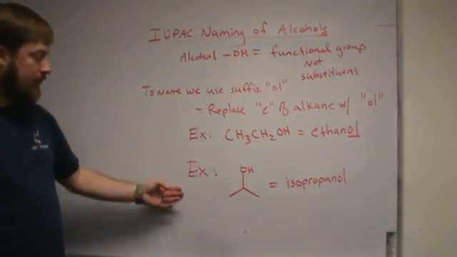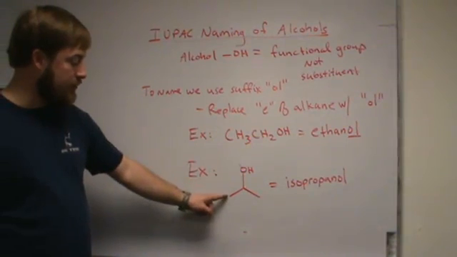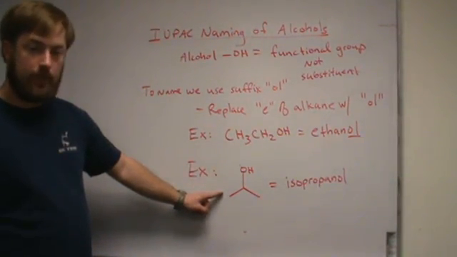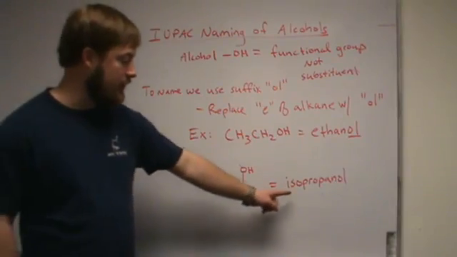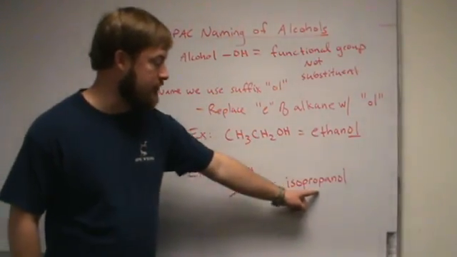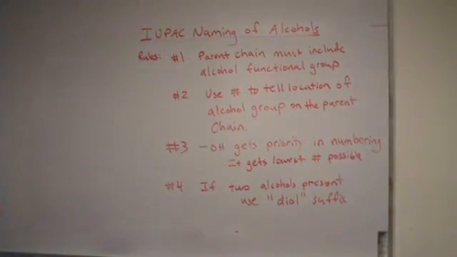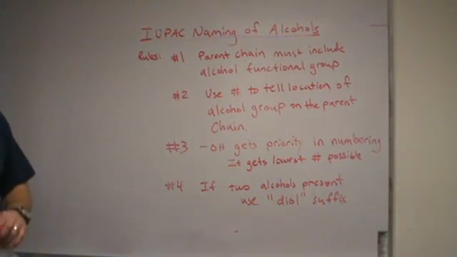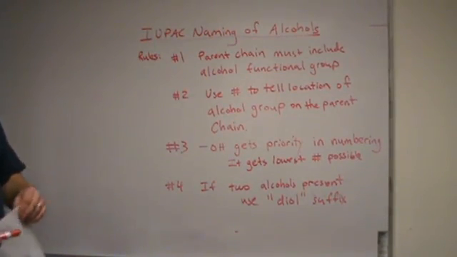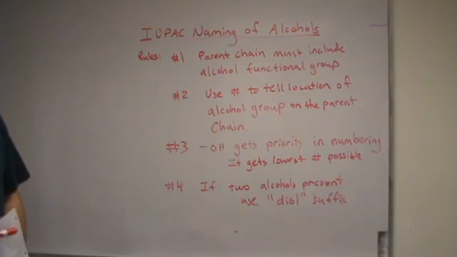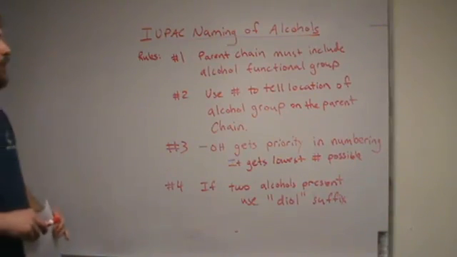This example down here, this is an isopropyl group. So what we're going to do is name it from isopropane, it's going to be isopropanol. As the compound that we're naming that has the alcohol gets more complicated, there are some rules that we need to use to properly name the compound.